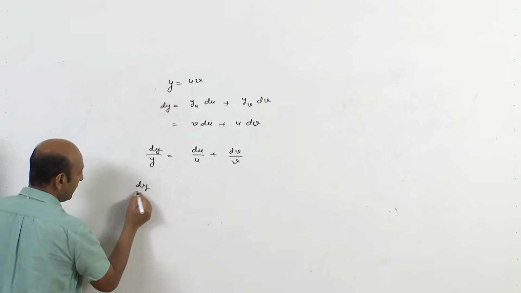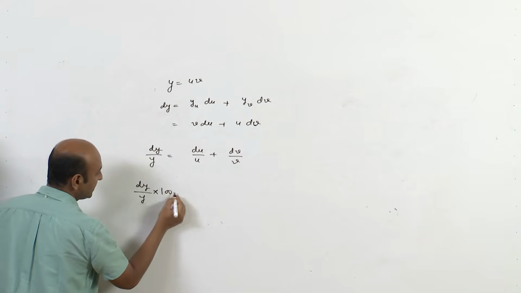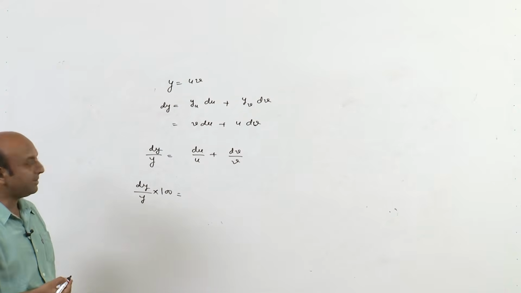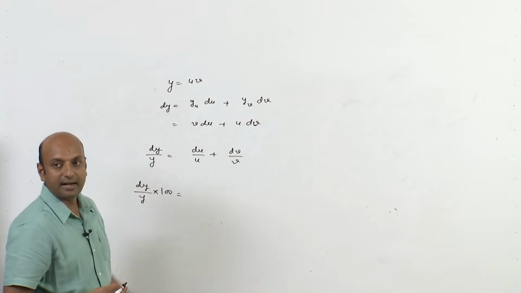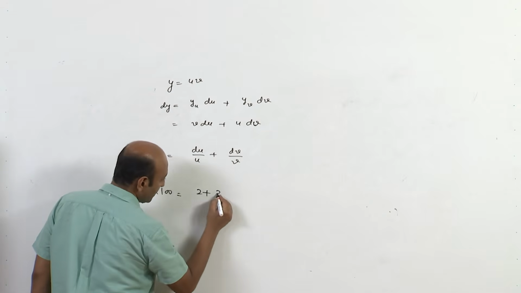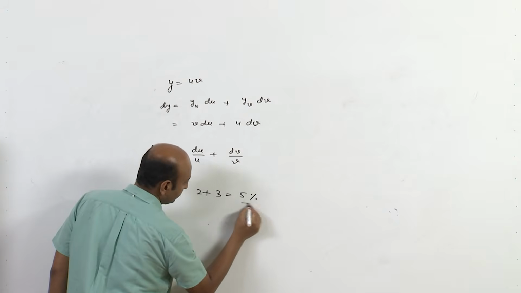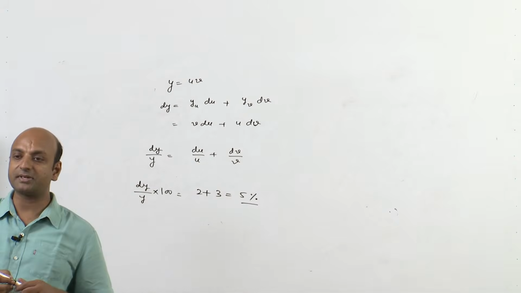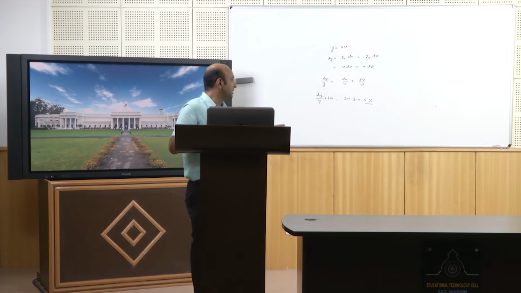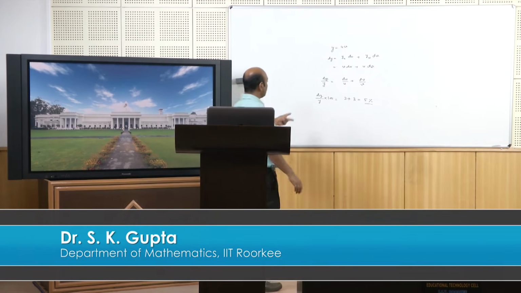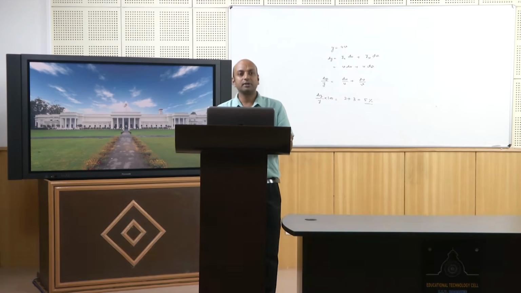So, dy upon y into 100, that is the percentage change in the value of y, will be the percentage change in the value of u plus the percentage change in the value of v, that is 2 plus 3, that is 5%, because it is given to us that the percentage change in the value of u is 2% and the percentage change in the value of v is 3%, so the corresponding change in the value of y will be 5%. So, that is how we can solve problems of this type. So, thank you very much.